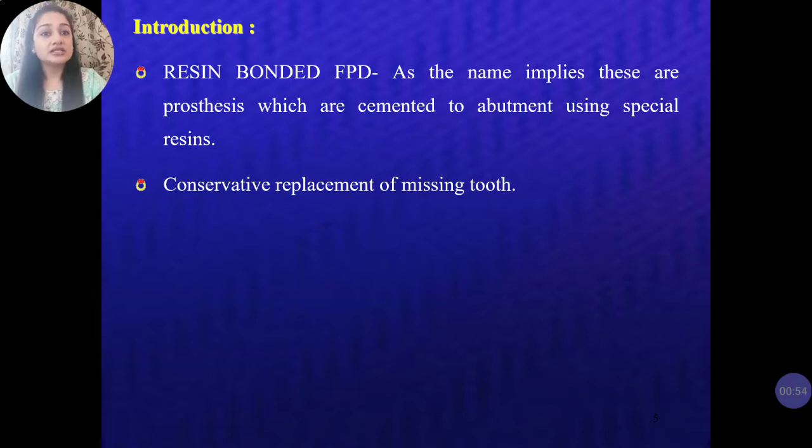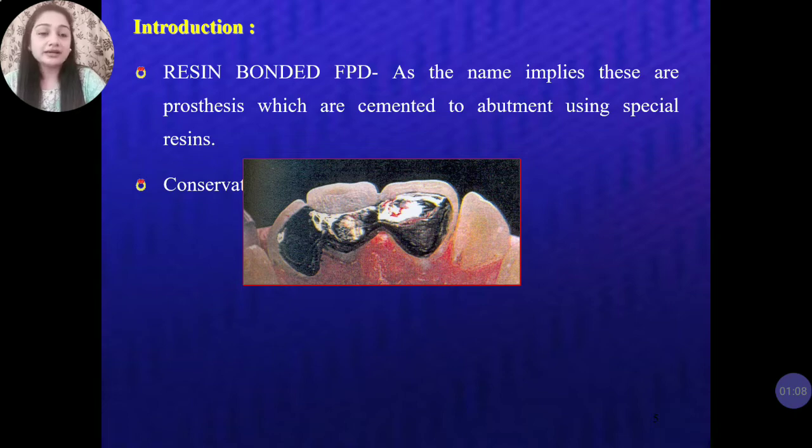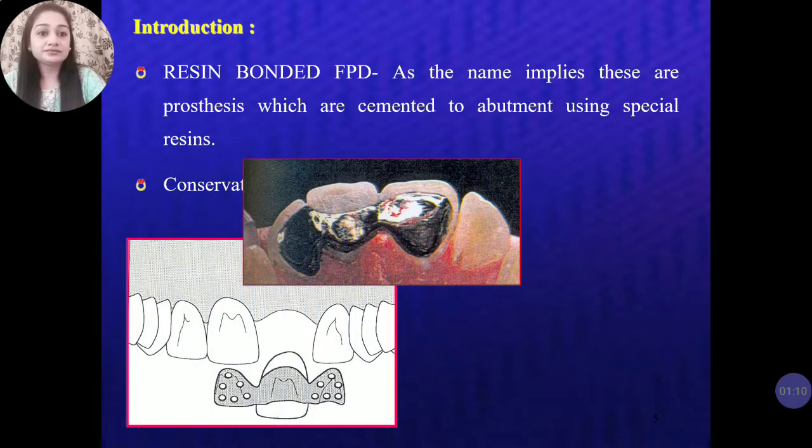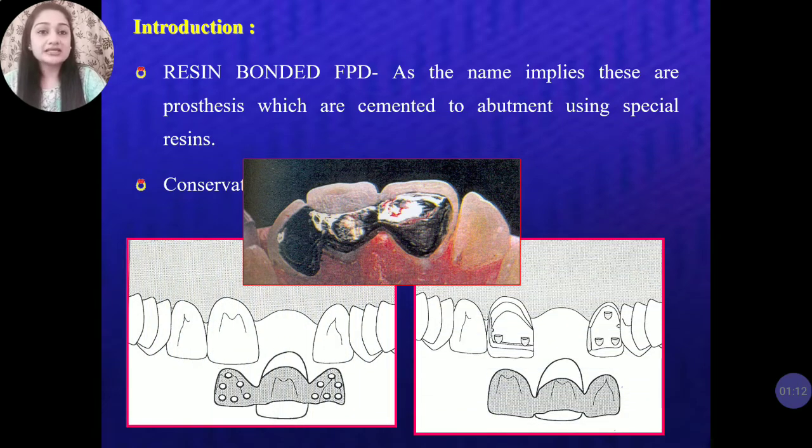It is one of the conservative ways of replacing a single missing tooth. How do resin bonded prostheses look? You can see here the resin bonded prostheses, they have butterfly like wings over the pontic surface.